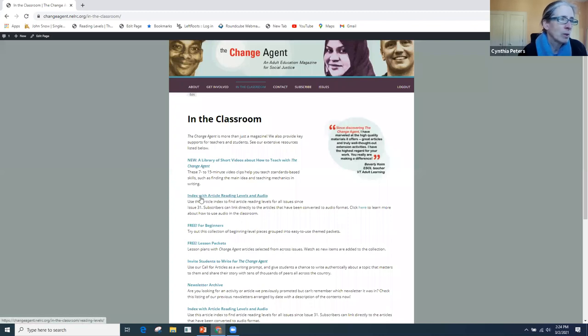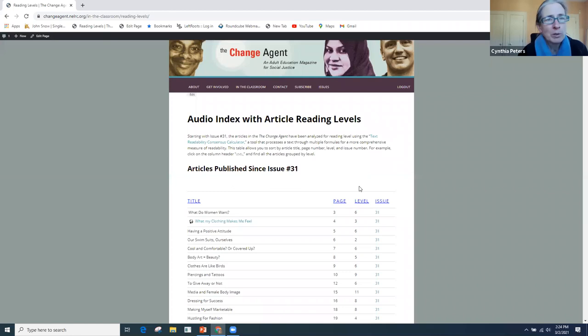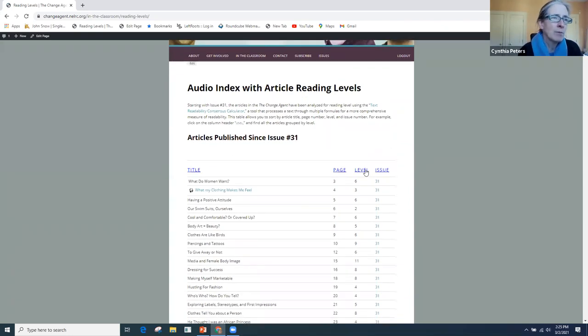This is really important: this index with article reading levels and audio. This is a global table of contents. Remember the other tables of contents were just related to one issue. But this is a table of contents that has all of the Change Agent's articles going way, way back, so it's hundreds of articles in here. And it's sortable by level.